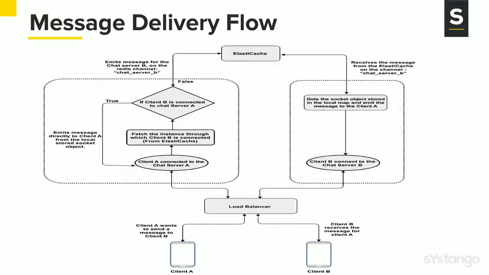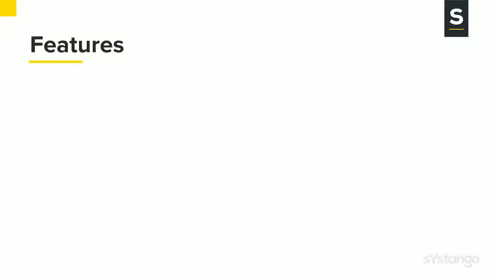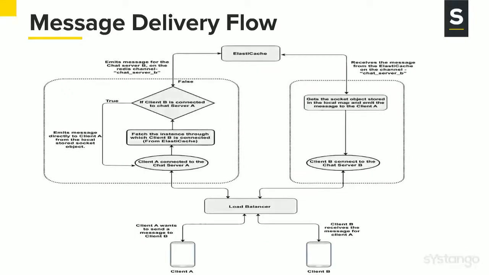If the recipient of the message is connected to the same server, the message is directly emitted to the client using the socket object of the recipient stored in the instance memory itself. Or if the recipient is connected to some other server, server A will emit a message to the recipient server, and from the recipient server, the message is directly emitted to client B. So this is how the data flow is happening in the system.